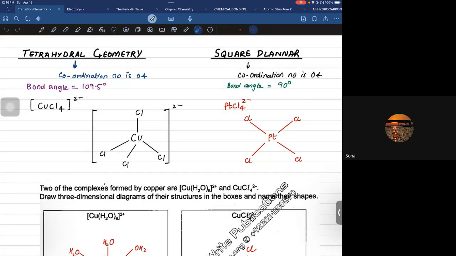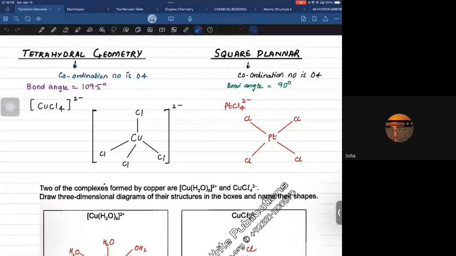Then we have tetrahedral geometry. Tetrahedral is a very famous term. When we think of tetrahedrals, of course, CH4, methane, comes to our mind. It's also tetrahedral. But of course, we are discussing transition metals. So whether it is tetrahedral or square planar, the coordination number is 4. Whenever you see the coordination number is 4, it may be tetrahedral or it may be square planar.